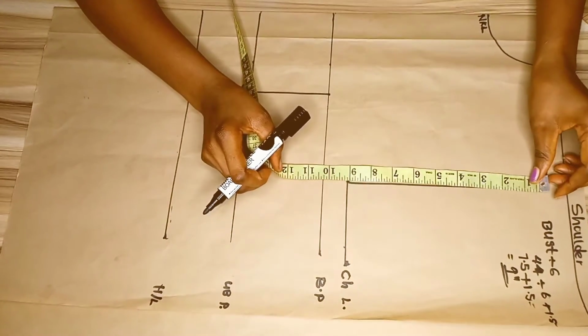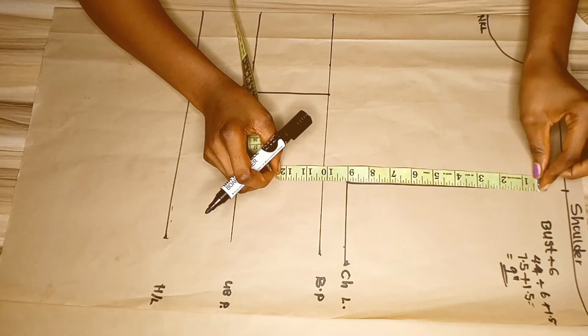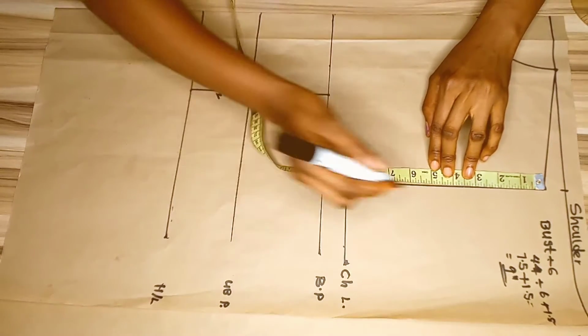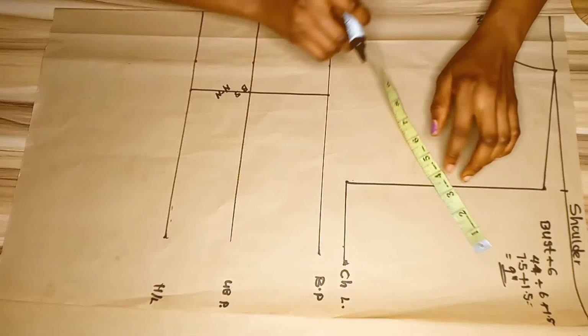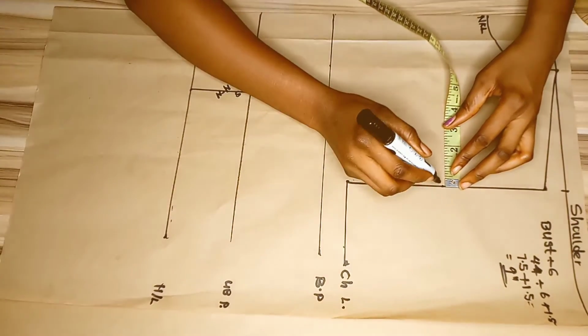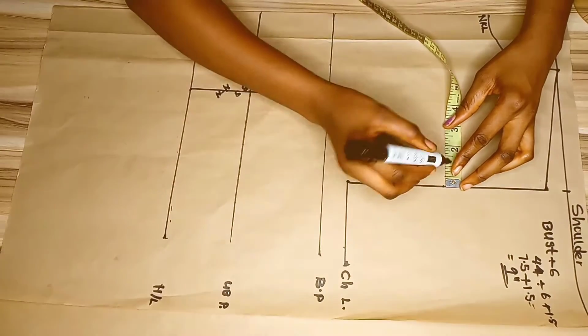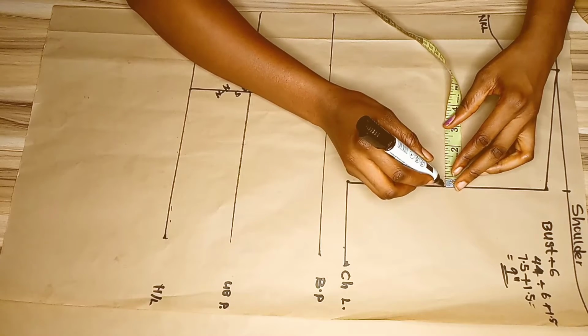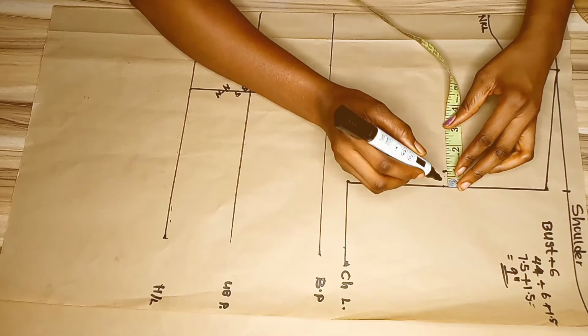So to get the dart for the armhole area, I will go back to the armhole depth and measure what I have there and get the midpoint, and then from that point I'll be marking 0.75 inch for the armhole curve.